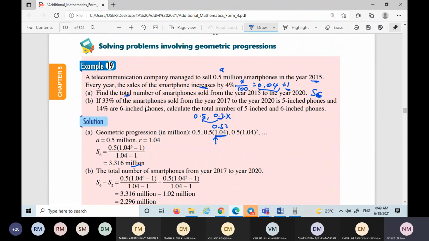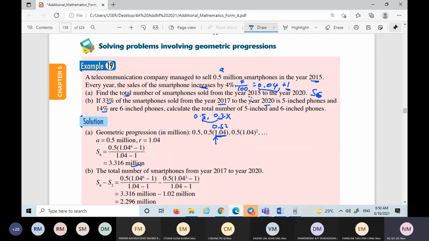If 33% of the smartphones sold from the year 2017 to the year 2020 is a 5 inches phone and 14% is 6 inches phone, calculate the total number of 5 inches and 6 inches phone. What's the meaning? This is 33%, this is 14%, of the smartphones sold from the year 17 to 2020. Means what?